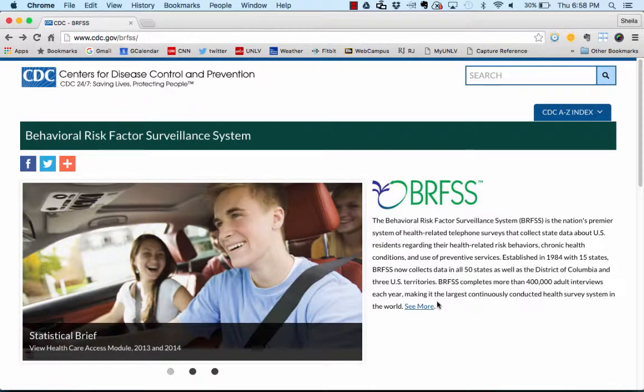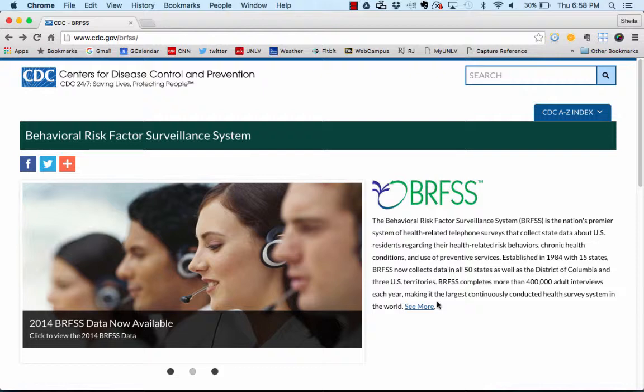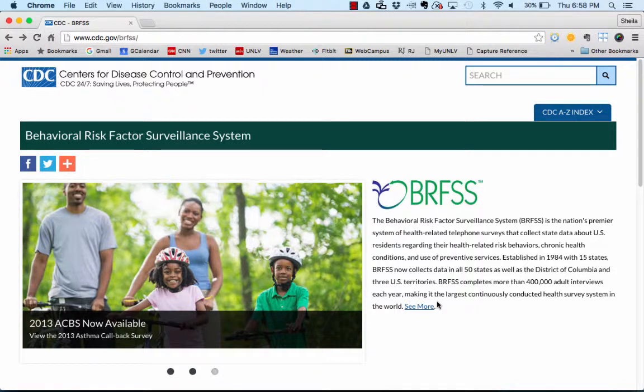Okay, so for those of you who missed class today, or even those of you who just would like another look at how to access the data from the BRFSS while you work on your paper for assignment 3, here's a quick set of instructions on how to use the tool that is currently working at this time. So you're going to start at the BRFSS website.